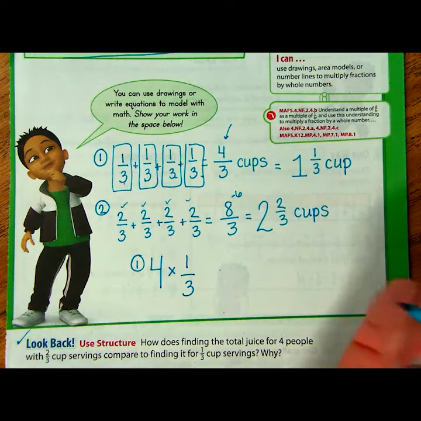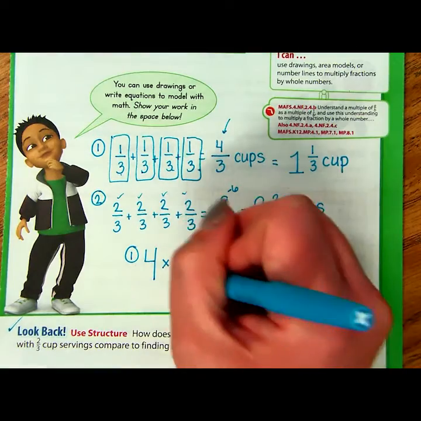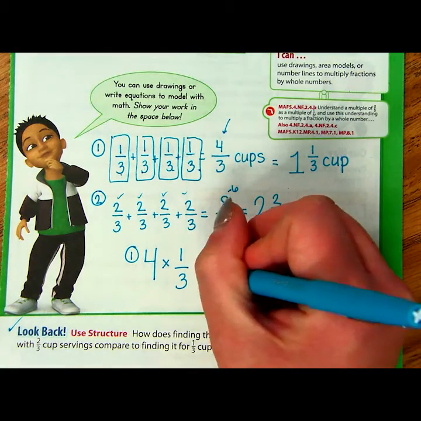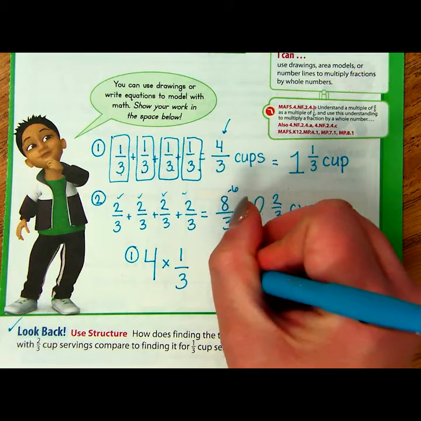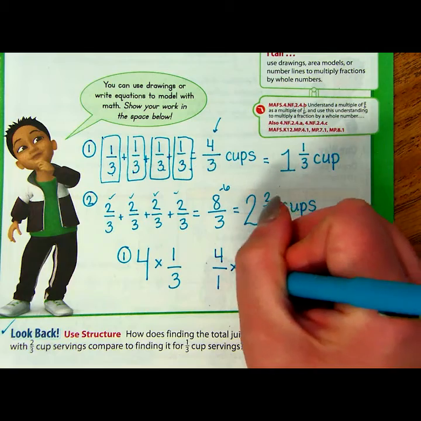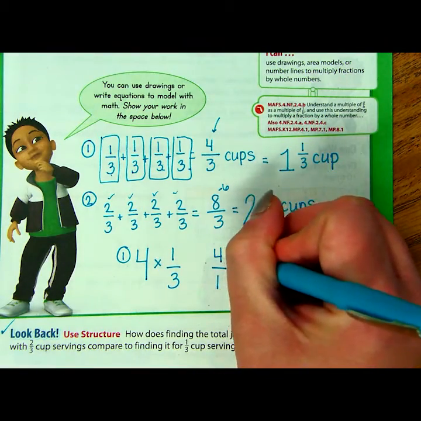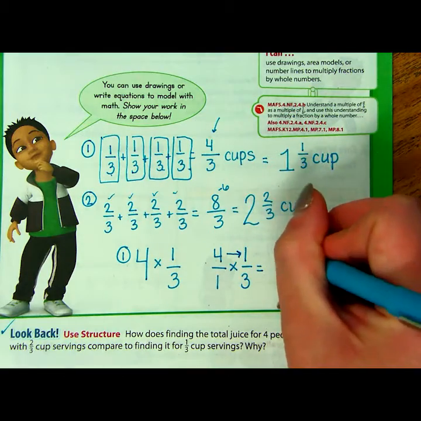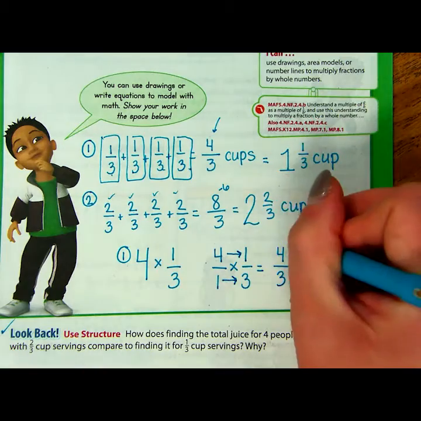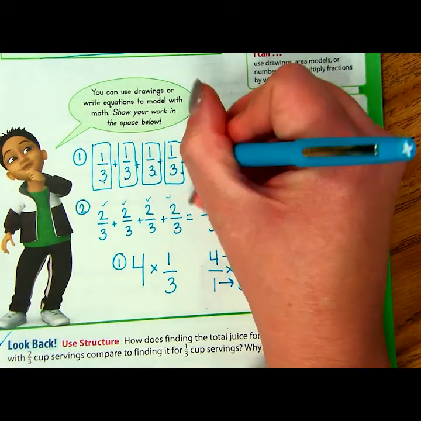Now, I'm going to show you guys a trick. I'm really not supposed to show you this, but when you're multiplying a whole number by a fraction, what you really do is you put the whole number over 1, and then you multiply by the fraction. And you just go straight across. 4 times 1 is 4, and 1 multiplied by 3 is 3, for a total of 4/3. Guess what? Same thing you got up here.